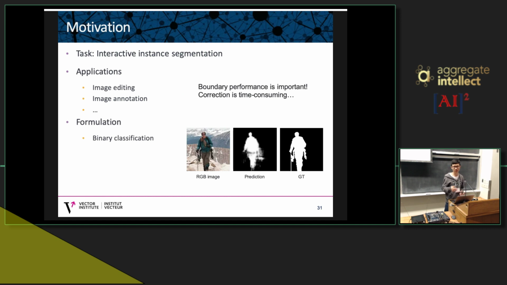A straightforward way to formulate this task is to treat it as a binary classification, right? Given the RGB image, we can use a deep CNN to predict the foreground and background mask, and it will be in the probability, right? Then the generated result will be a heat map. So there might be some scattered islands on the boundary. If you want to correct it to the ground truth, it will be a lot of effort. It's just like annotating from scratch. So we can see boundary performance is important.